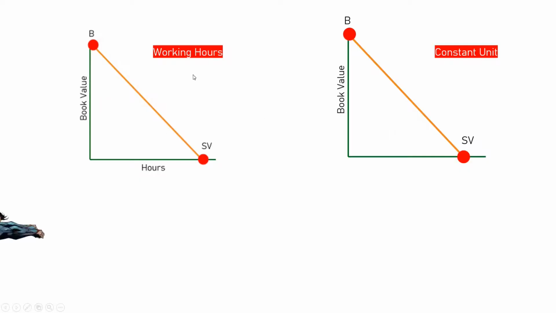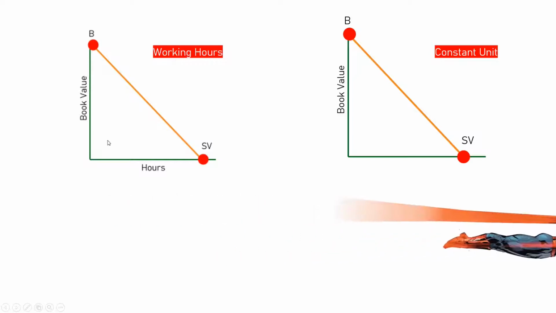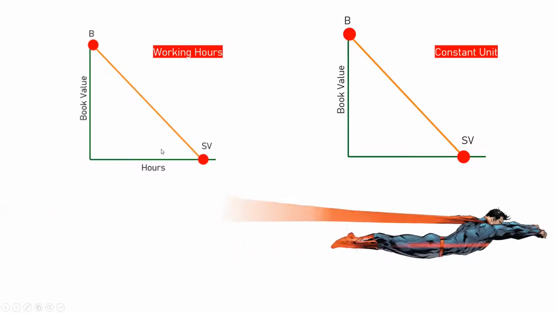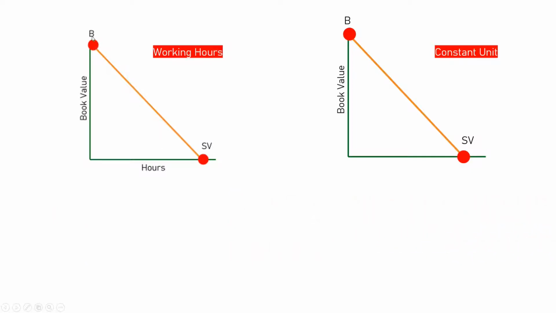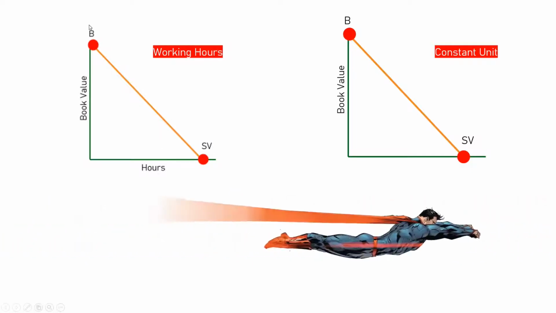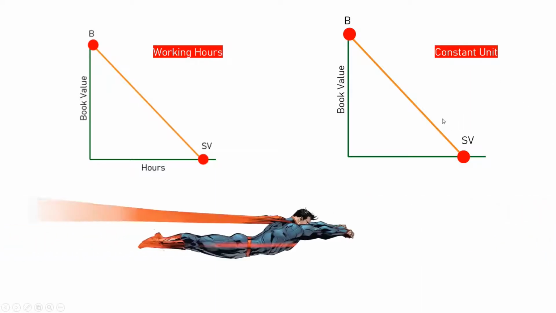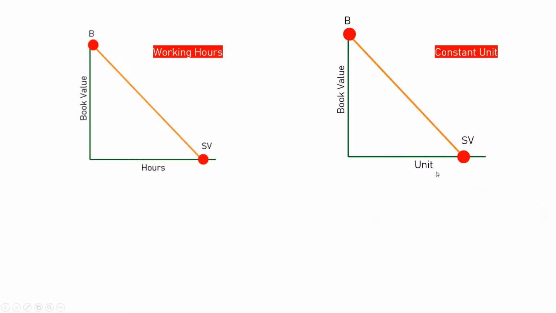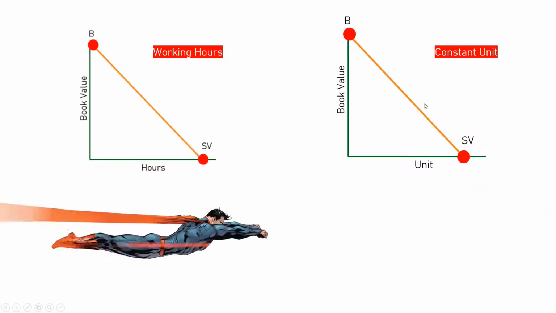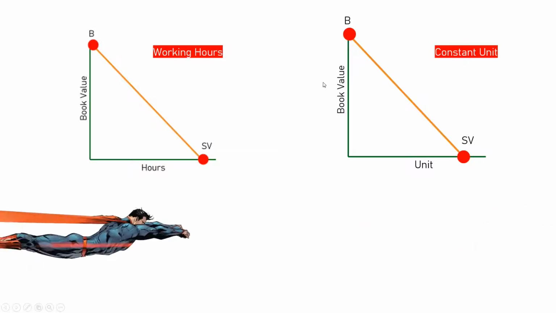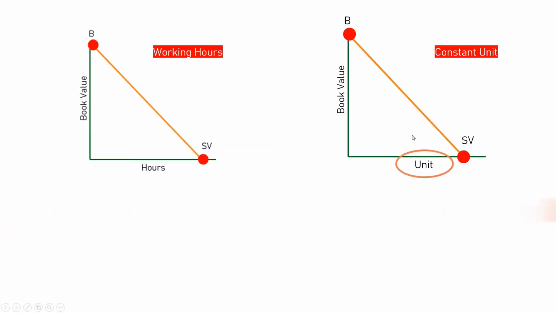Okay? So looking at this graph, two graphs, at the left side muna siya sa working hours na graph. Naka-book value in the y-axis and at the x-axis is hours. So ang mag-define sa imuhang depreciation amount is the hours from the first cost down to the salvage value. While at the constant unit naman, is unit iyaha from the first cost to reach the salvage value. So wala na hours diri, only unit. Okay?